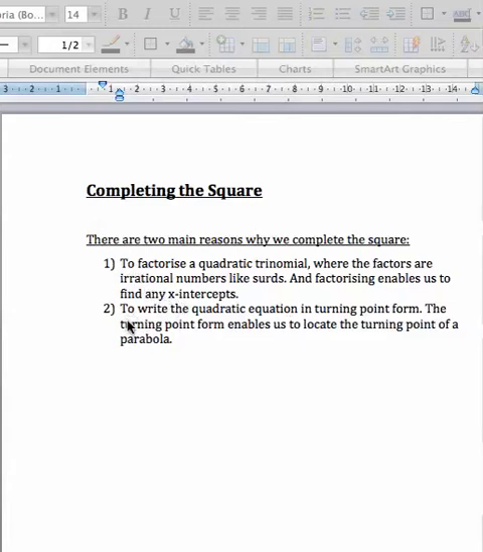The second reason why we complete the square is that by completing the square we can write the quadratic equation in turning point form. And the turning point form enables us to locate the turning point of a parabola. This second reason will make more sense when we actually start working with parabolas and drawing them. But just write these two down as your notes, because it is important to understand why we complete the square. The first reason will make sense after this session.